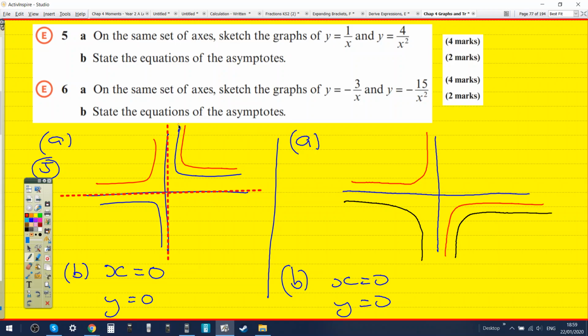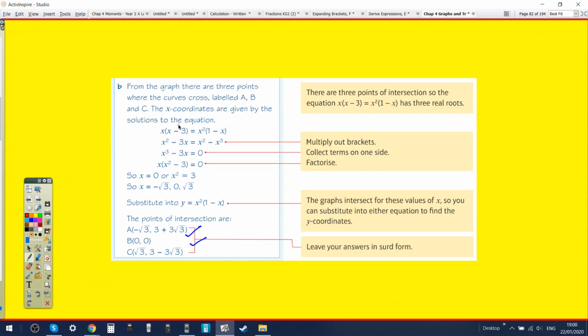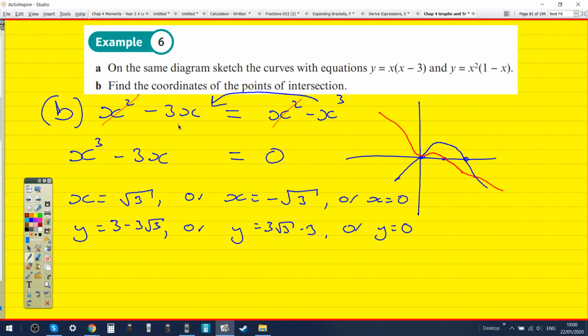Asymptote means the line it gets close to but never touches, and so that will come up again when you're doing transformations of graphs. Like if it goes up by 3, then the y will be equal to 3, but the x will still be 0 because it affects the y but not the x, that type of stuff. Asymptote, that weird word.